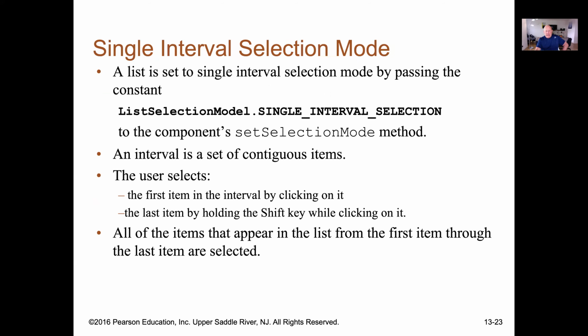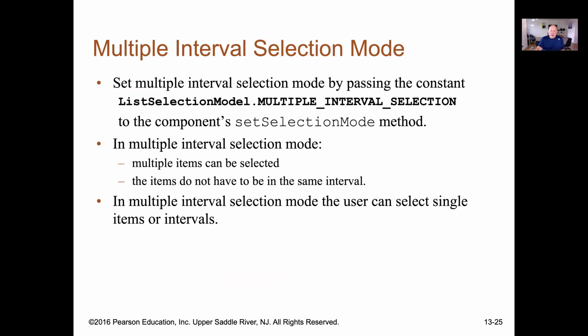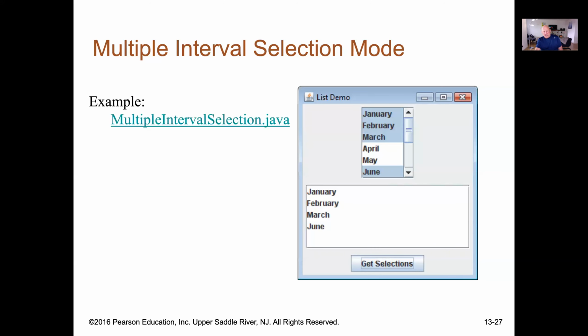So this is about single interval selection mode and how you set that. This is how you set up multiple interval selection mode. In multiple interval selection mode, multiple items can be selected. The items do not have to be in the same interval. Exactly what it says, multiple items can be selected. This is an example of a multiple interval selection mode.